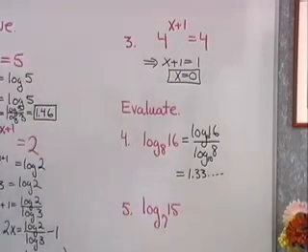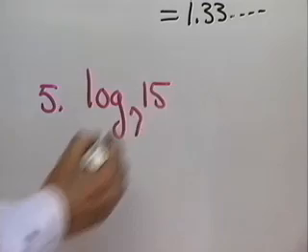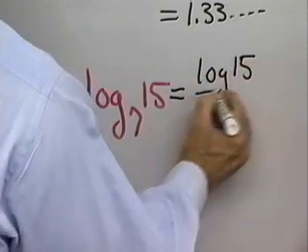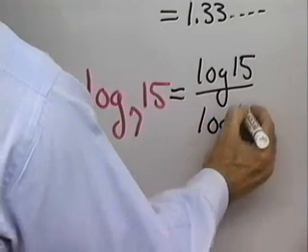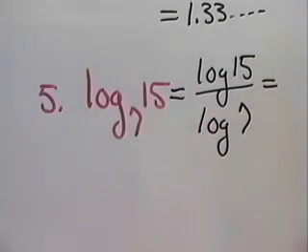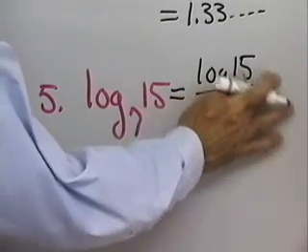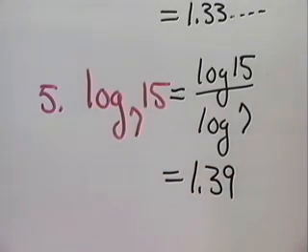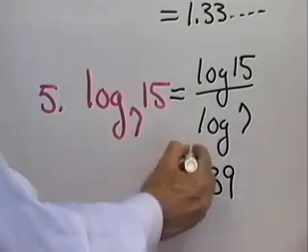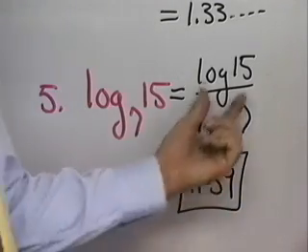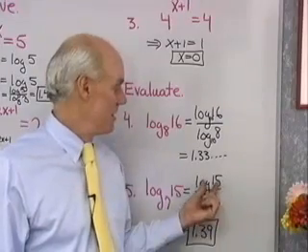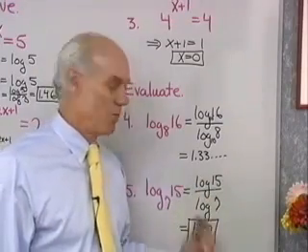Here's another one. Log base 7 of 15. Okay, that's going to be log base 10 of 15 divided by log base 10 of 7, using my change of base property right there. And then I'm going to go and look that up on the calculator. That comes out to be on the calculator, I think, 1.39. Let me just check. If I round that off, yeah, 1.39. So I just press my base 10 logarithm on the calculator of 15. Same thing for 7. Log 15 divided by log 7, 1.39.